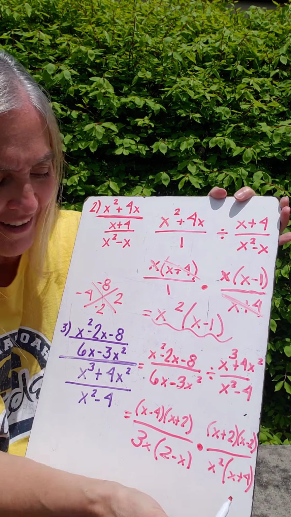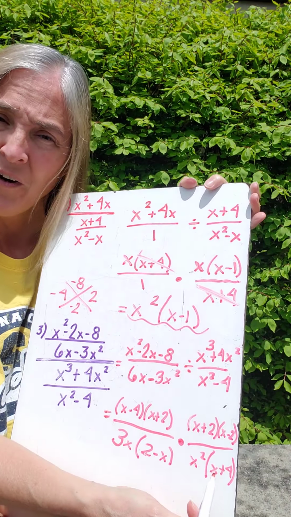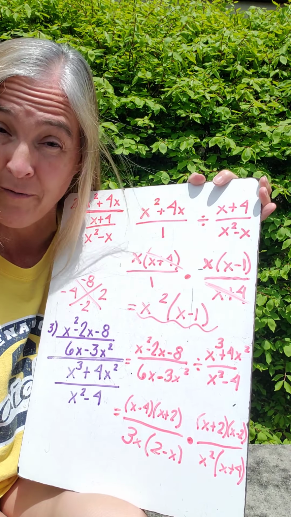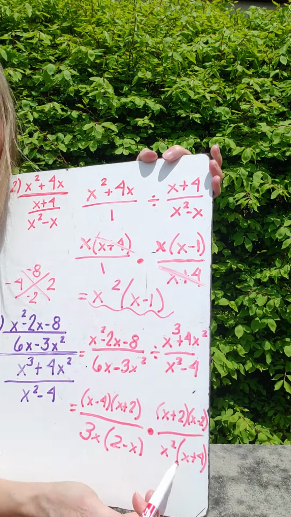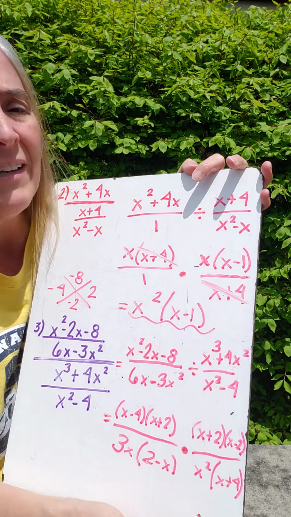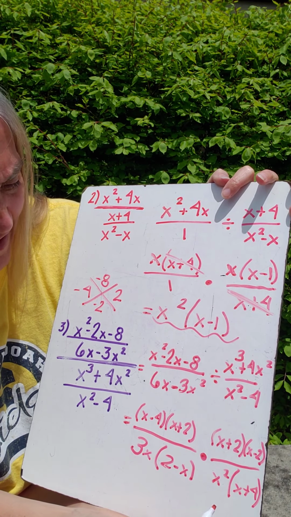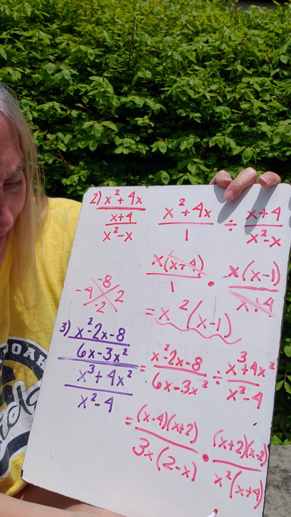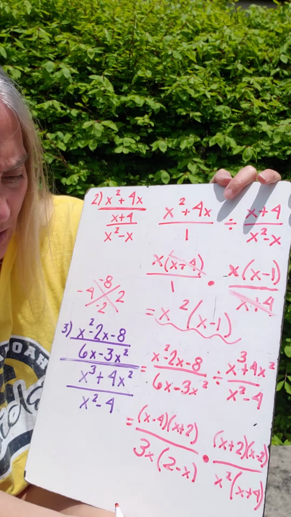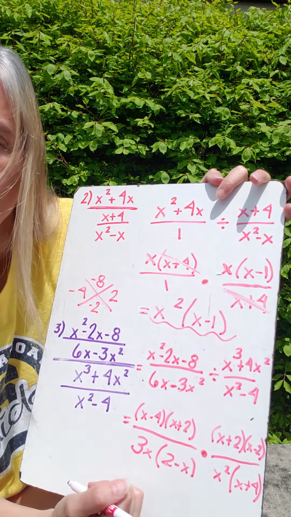Now, unfortunately, if that had been an x minus 4, that would have been a difference of 2 squares, and I could have factored it further. But since it is an x plus 4, that's as low as it's going to go there. So I start to see if I can cancel anything, and I don't see anything.